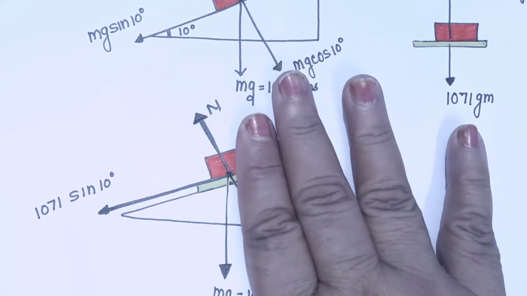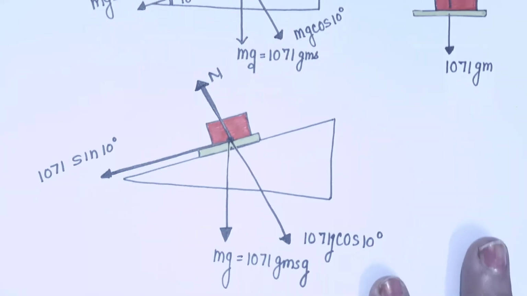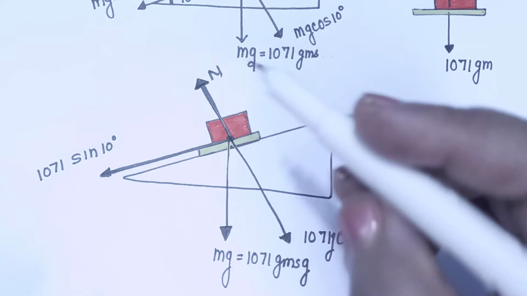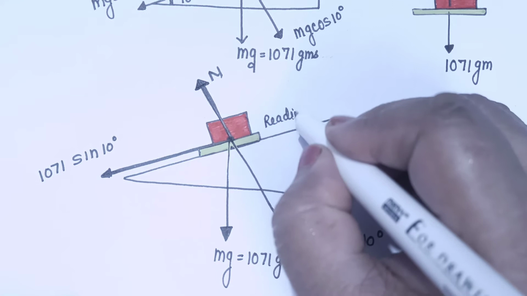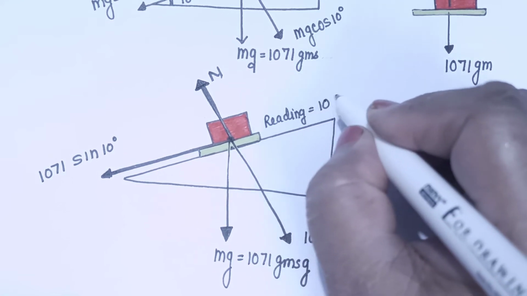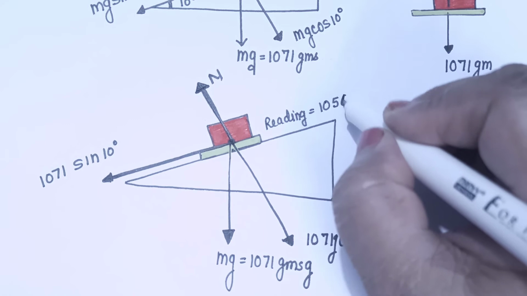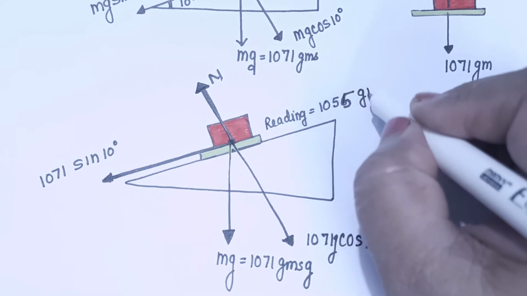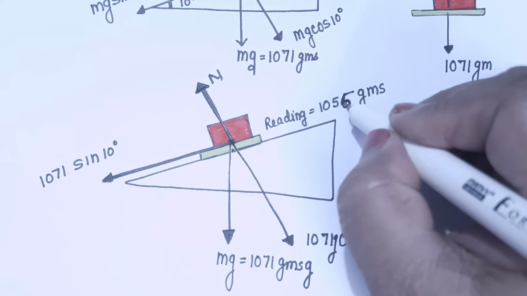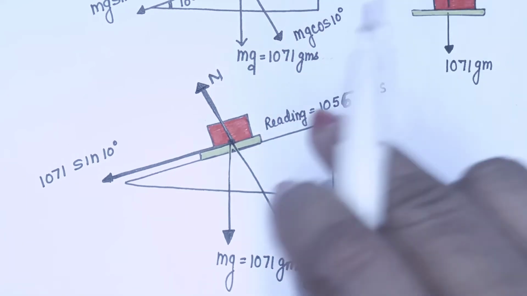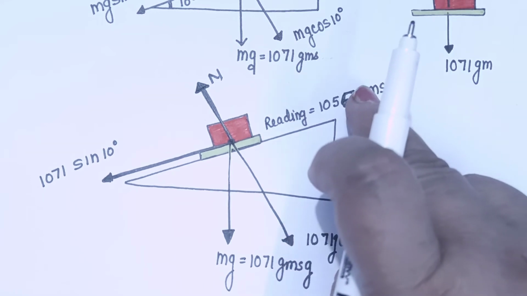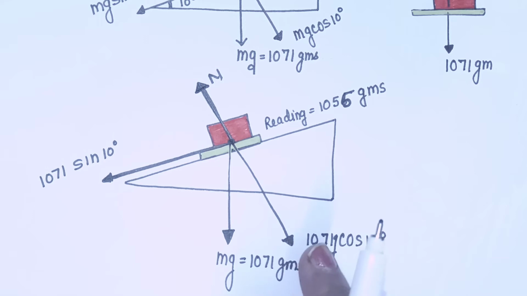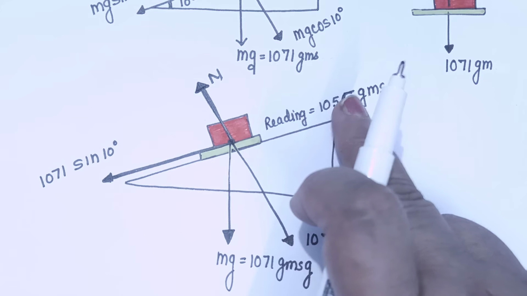So when we placed it properly, we found that the reading of the weighing machine in this orientation is 1056 grams. The reading was changing between 56 and 55 grams. Right? Now we have to confirm whether 1071 cos 10 is equal to 1056 or not.